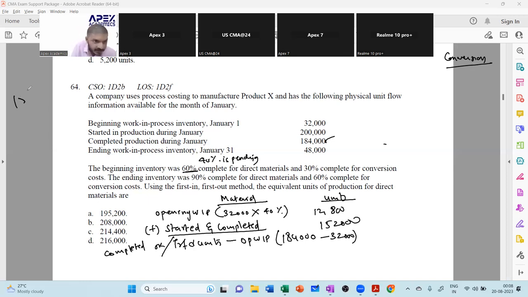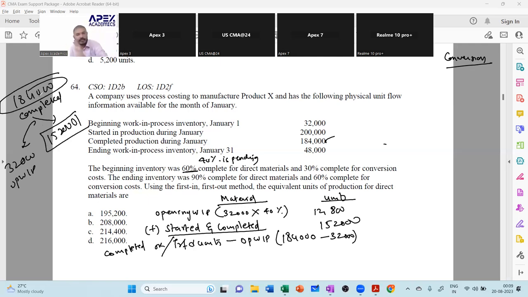Look at the concept. 184 are completed. This 184 obviously includes this 32,000 of opening WIP. So how much started and finished in this period? 152. Why? This 184 is the total, and 152 you completed in this period. Are you with me?